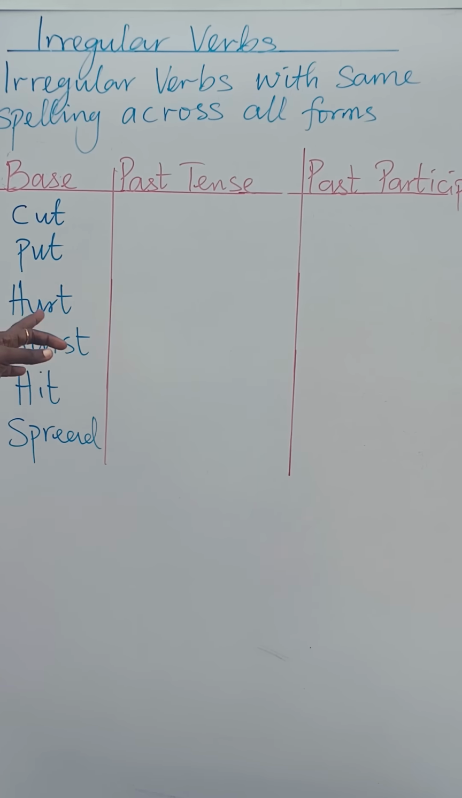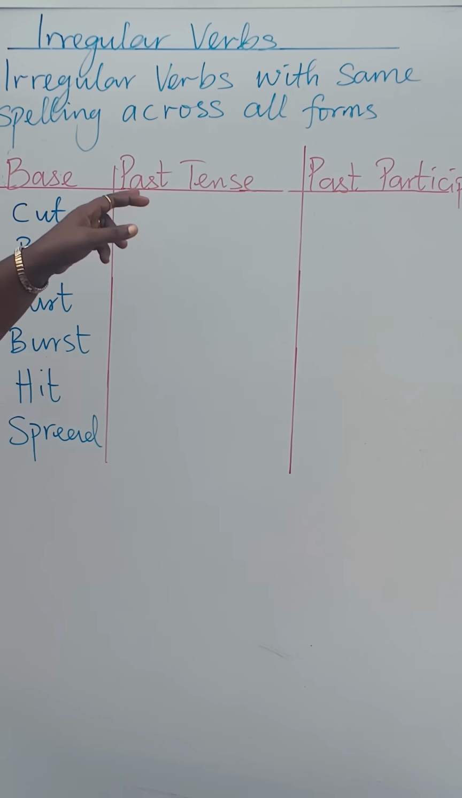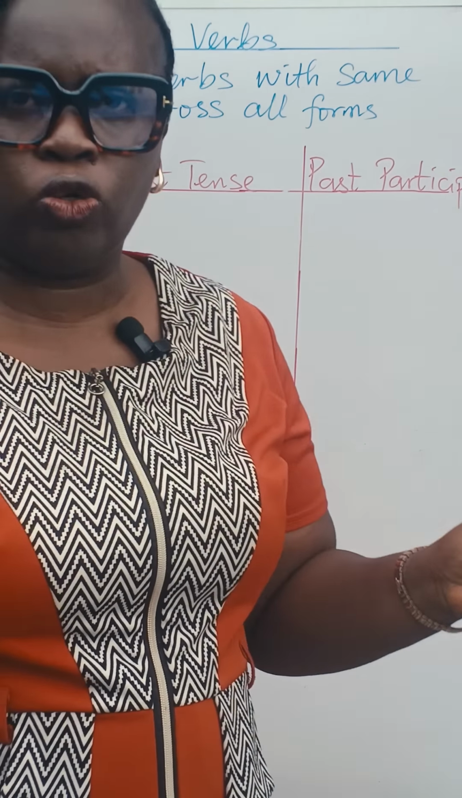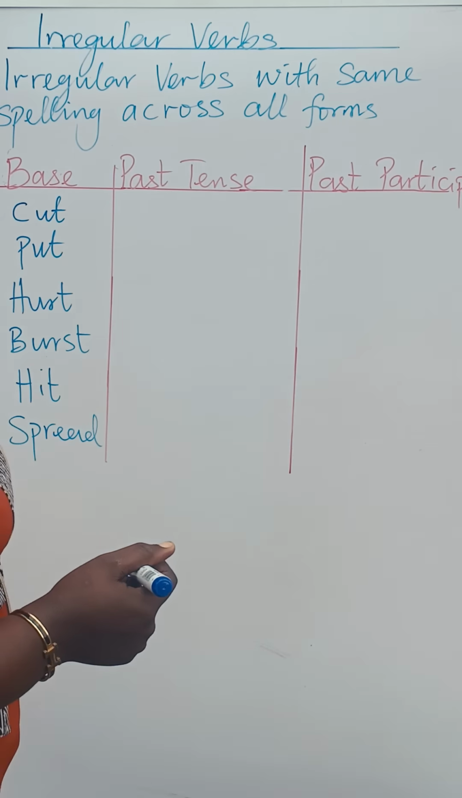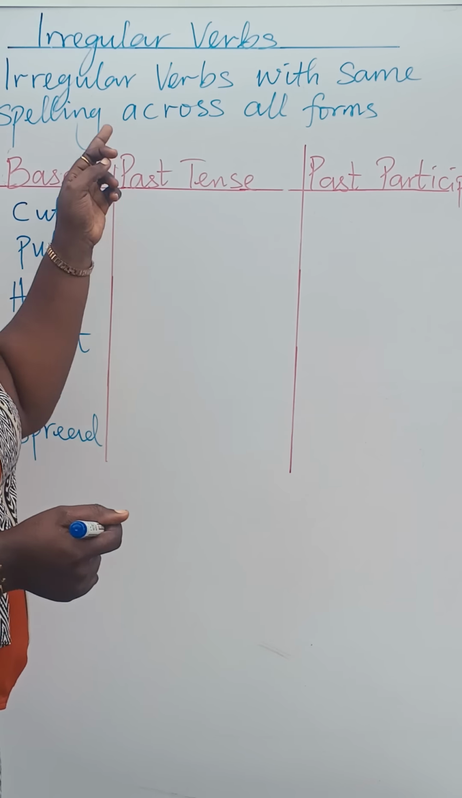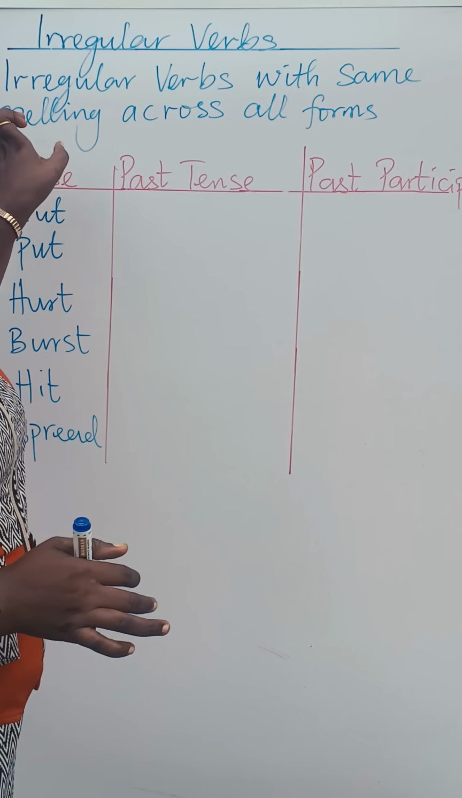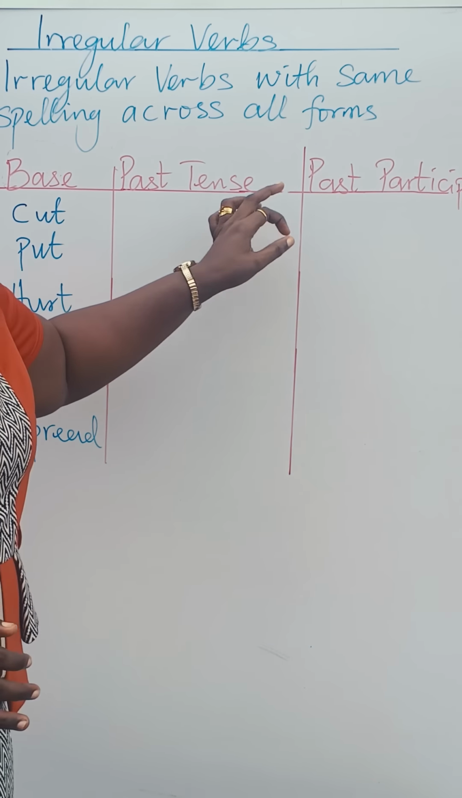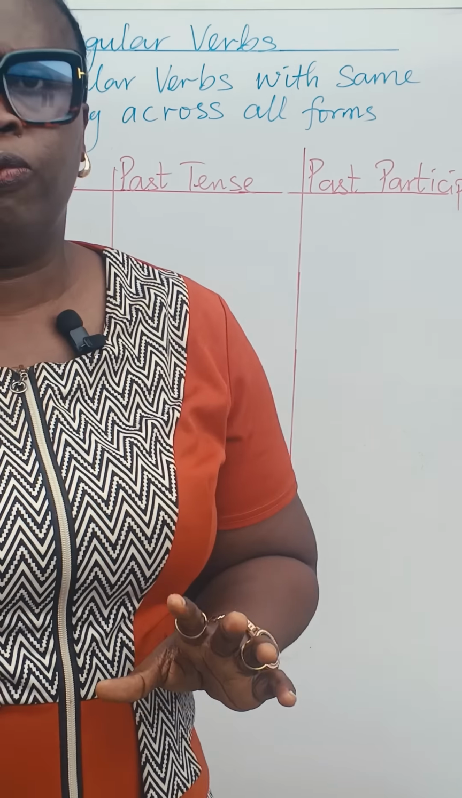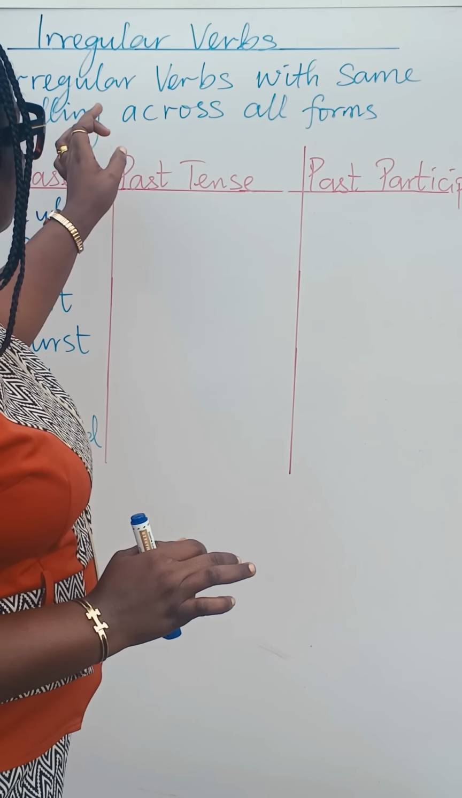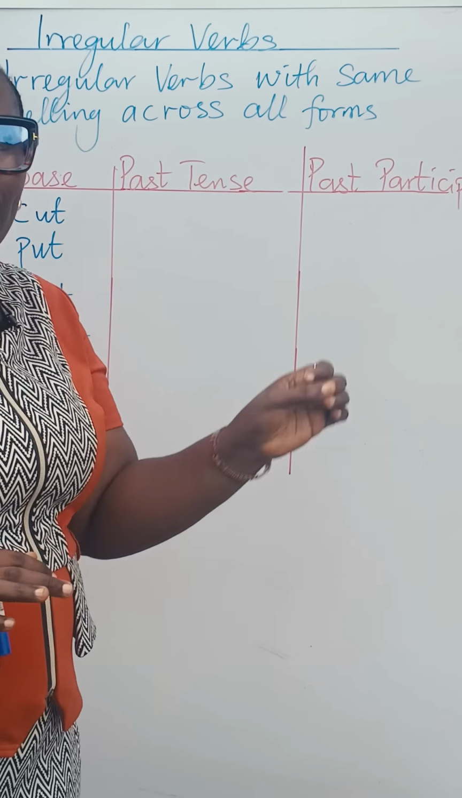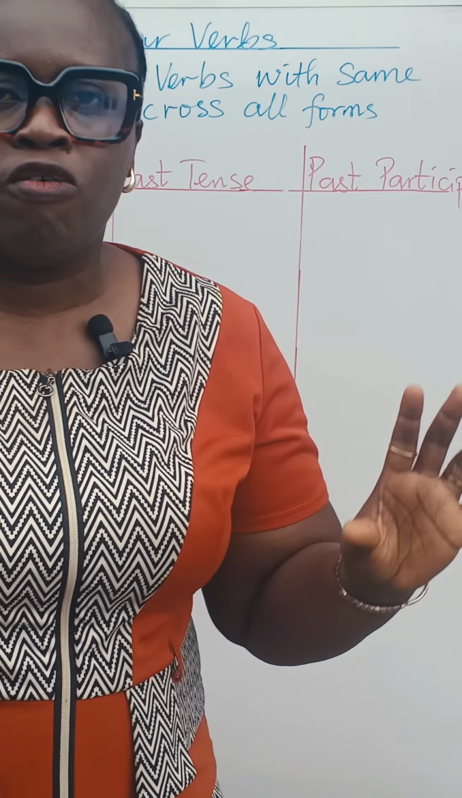Now let's look at this. Remember I said it is grouped into three, right? The first one is irregular verbs with the same spelling across all forms. What are the forms? We'll have the base, which is the verb, the past tense, and the past participle. Now, the first group is the same spelling across all forms.